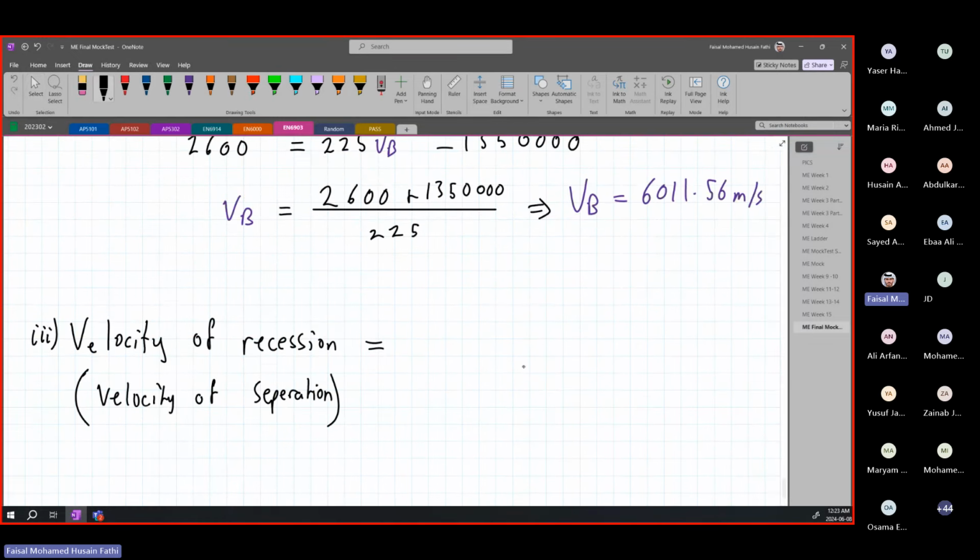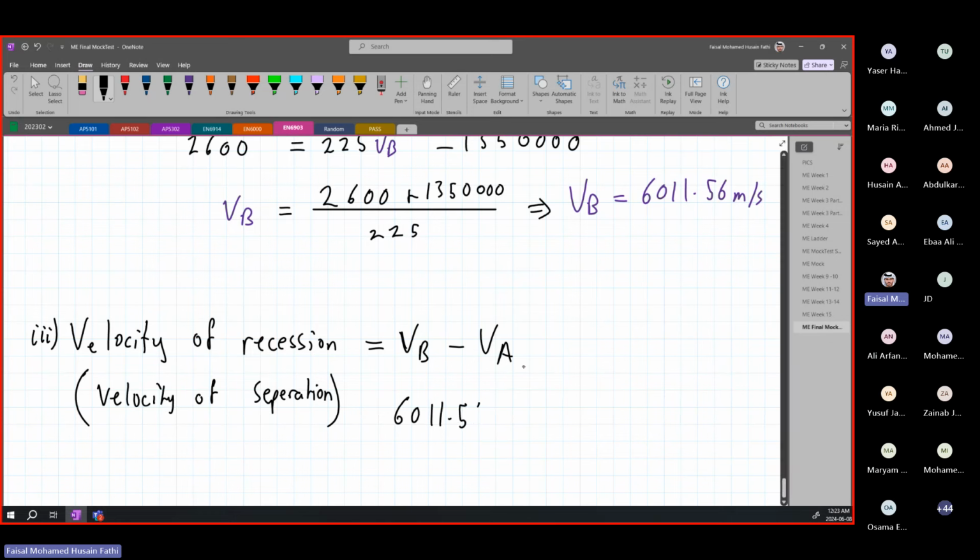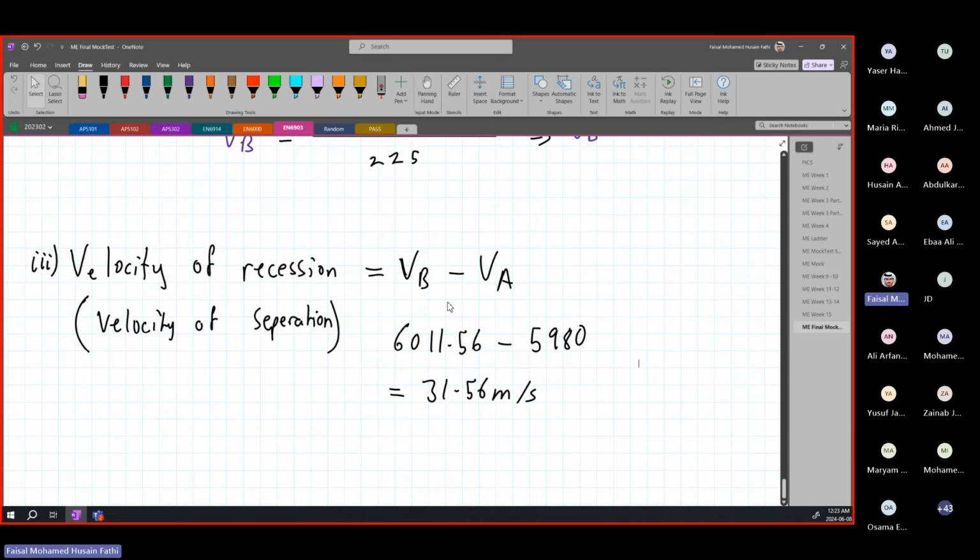So it is going to be VB minus VA, which is equal to 6011.56 minus 5980, which will be equal to 31.56 meters per second. And this is your velocity of recession. It is just the separation velocity of both, all right? Usually it is the larger one minus the smaller one. That's basically it. Why VB minus VA? Like I said, usually it's the larger one minus the smaller one.